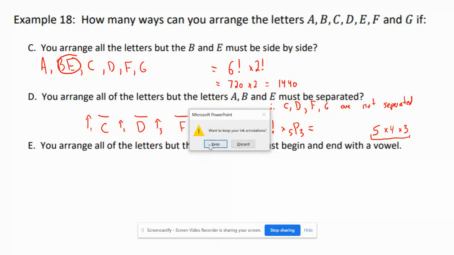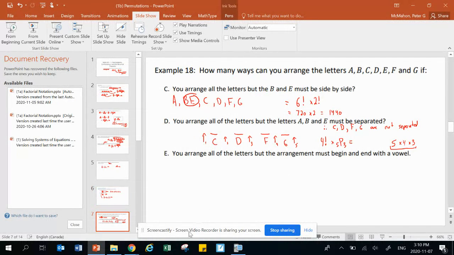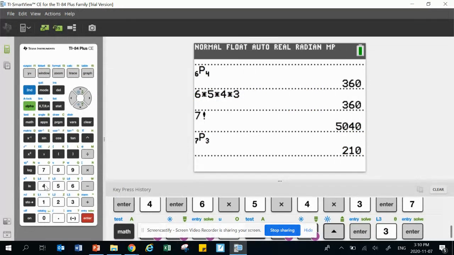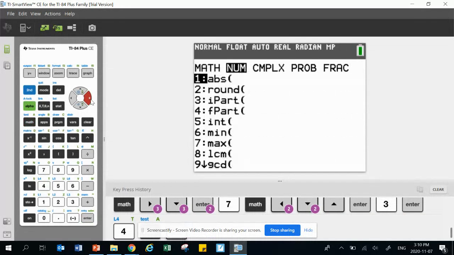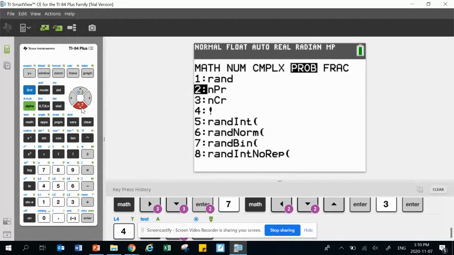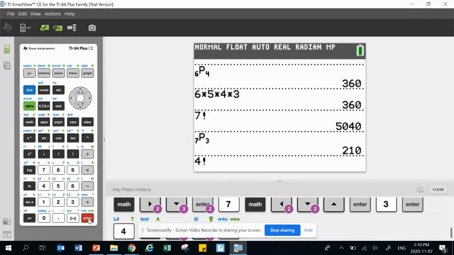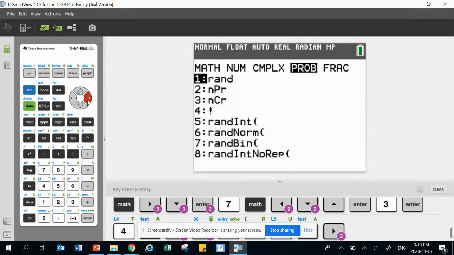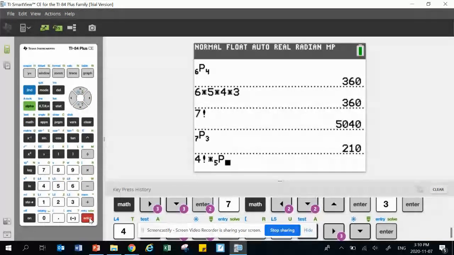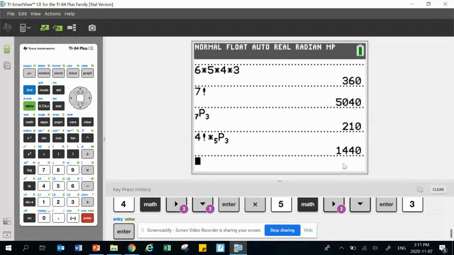And I'm going to go to my calculator and go 4 factorial times 5 pick 3. So 4, math, factorial. Okay, so there's 4 factorial times 5 pick 3. And I get an answer of 1,440.